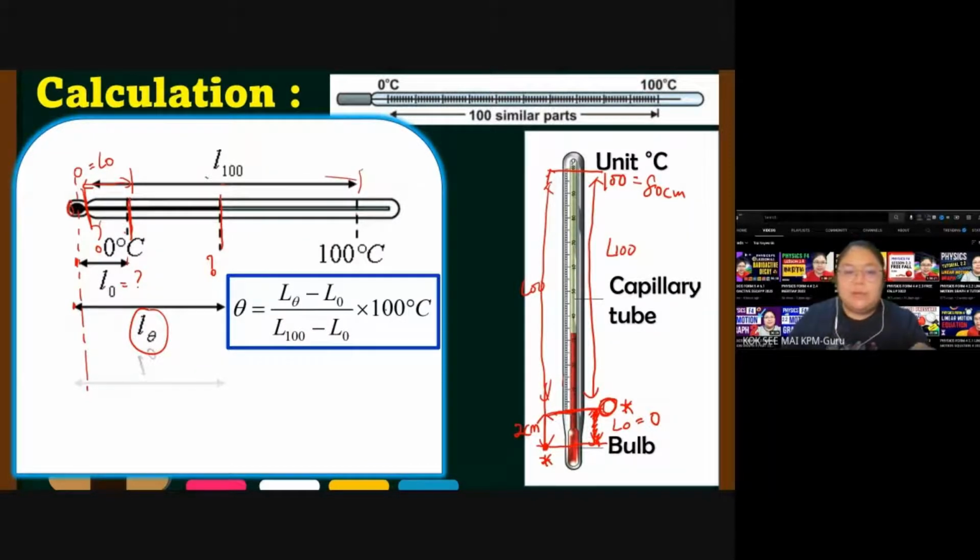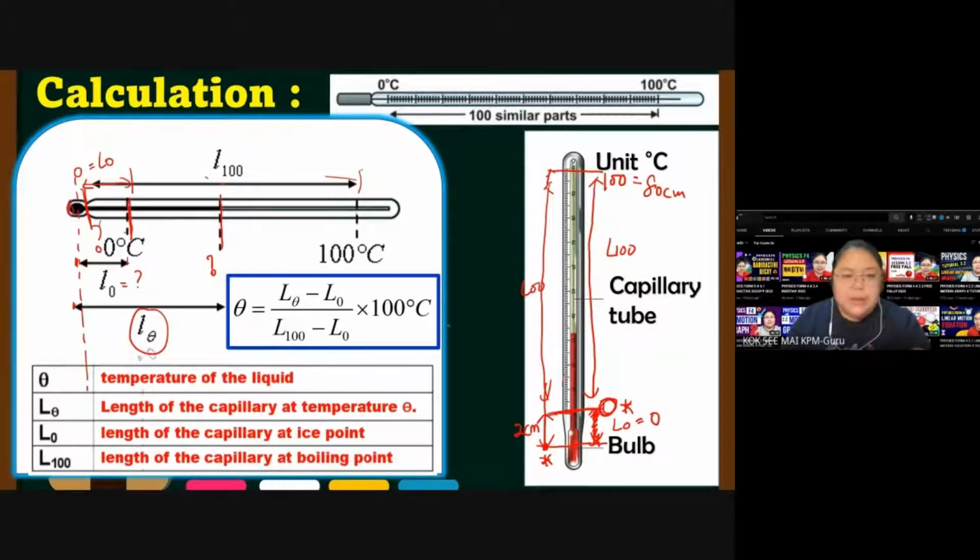So from here, this one is the formula. What is the label from the theta? Theta means the temperature of the liquid we need to know. L theta means the length of the capillary tube of the liquid we are going to measure.